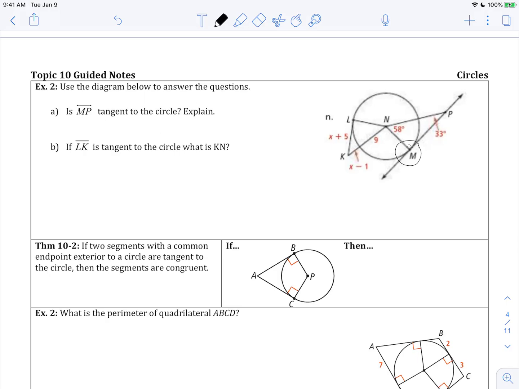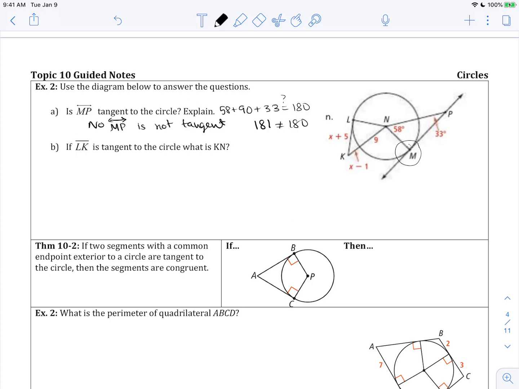So I'm going to see if 58 plus 90 plus 33 equals 180. If it does, it's tangent. If it doesn't, it's not tangent, right? So I'm going to add all those up, and when I do, I get 181. So 181 obviously is not 180, so no, line MP is not tangent.